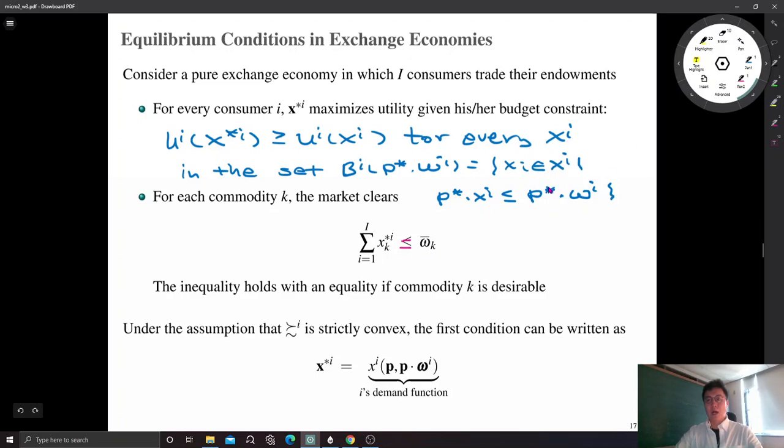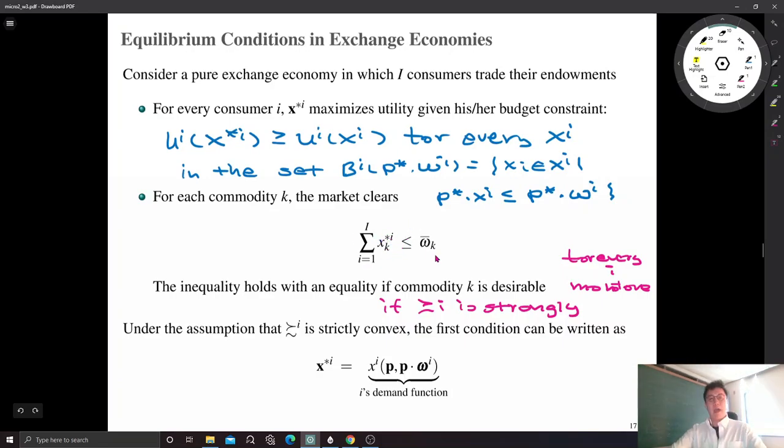In other words, if the preference relation is strongly monotone for every consumer, every i. So that inequality is just for allowing for the possibility that some commodities are neutral goods.